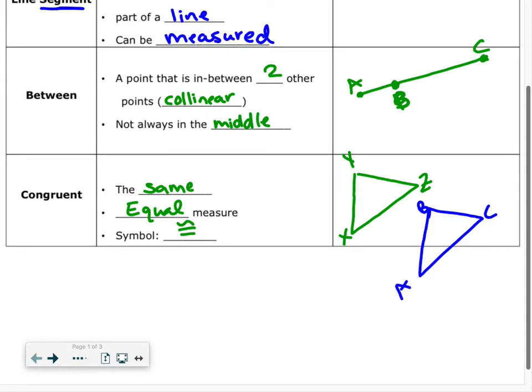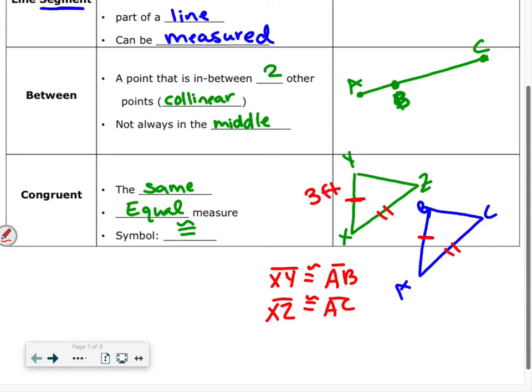I can use tick marks to show that segments are congruent. So if I wanted to show XY is congruent to AB, I would put those little tick marks on there. If I draw two tick marks there and two tick marks there, that means XZ is congruent or equal to AC. So in other words, if XY is 3 feet, then AB must be 3 feet long. Okay?